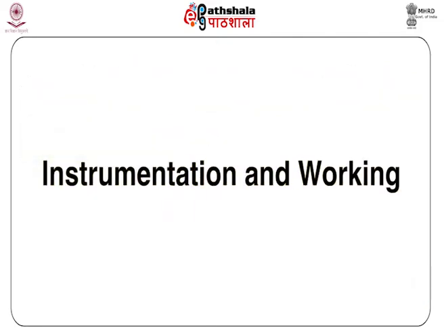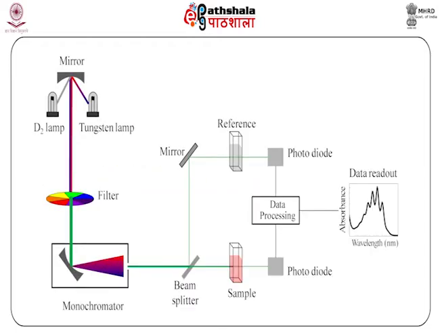Next, we move on to instrumentation and working. A ray of light emanating from a visible or ultraviolet light source is divided into its component wavelengths with the help of a prism or diffraction grating. Each monochromatic beam is then further divided into two beams of equal intensities by the help of a half-mirrored device.